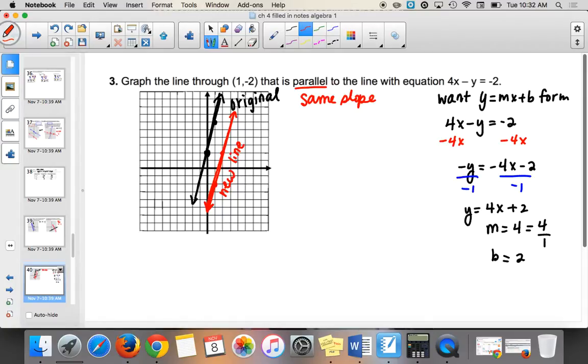And you don't have to label them. I'm just doing it for your notes. Okay. Still doing okay?